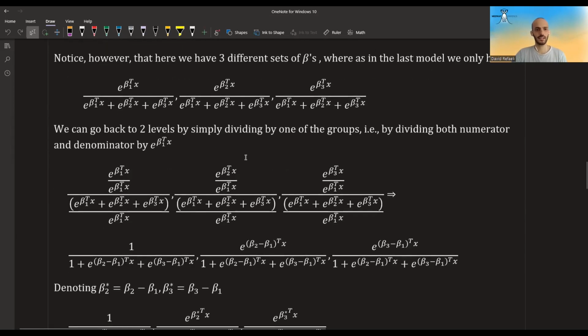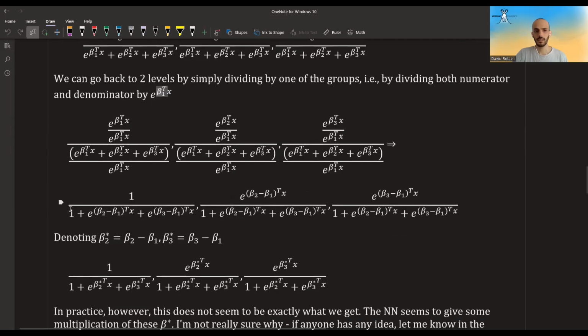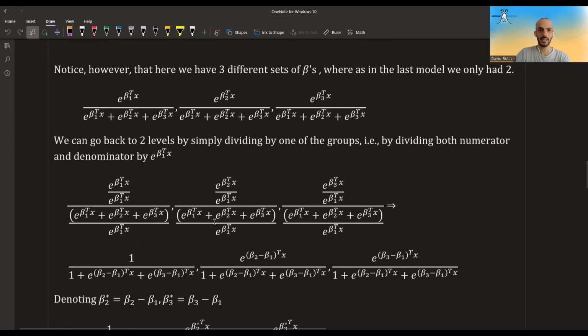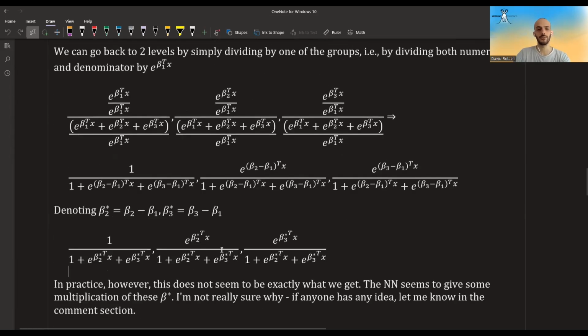So we can kind of try to go back by just dividing the numerator and the denominator, for example, here by the first class, let's say. So we would get this, and then from here we will get here, and we can just rename beta 2 minus beta 1 as beta 2 star and beta 3 minus beta 1 as beta 3 star, and then we are getting this. So now we only have 2 sets of parameters, 2 sets of betas or w's, depending on how you want to call them.